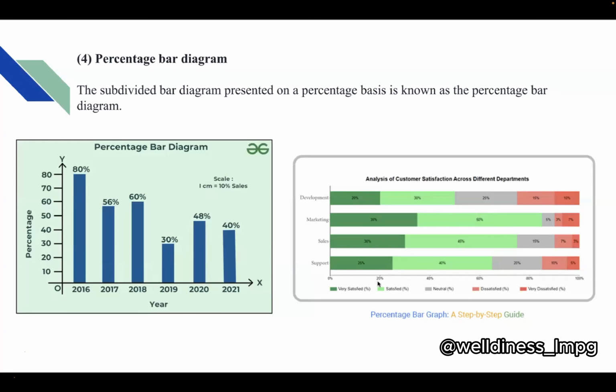Let me ask you this. If you look at this scale, support, sales, marketing, and development, which one will you say has the most satisfied number of users? And why? Marketing has the most satisfied number of users.